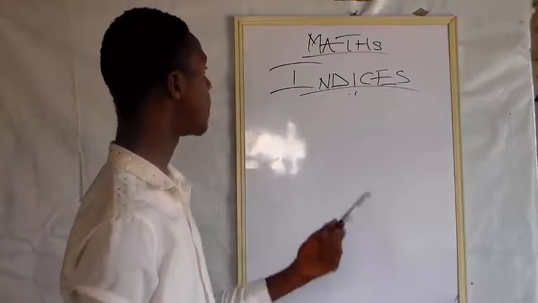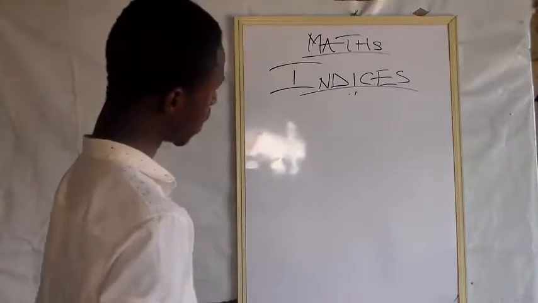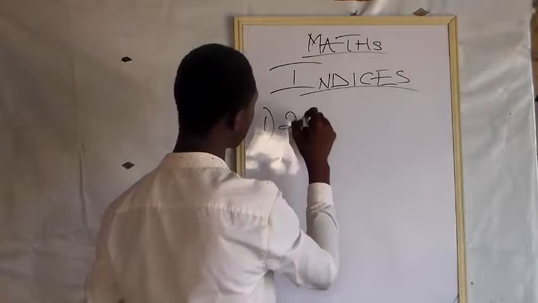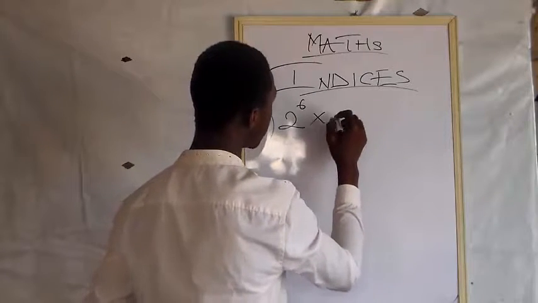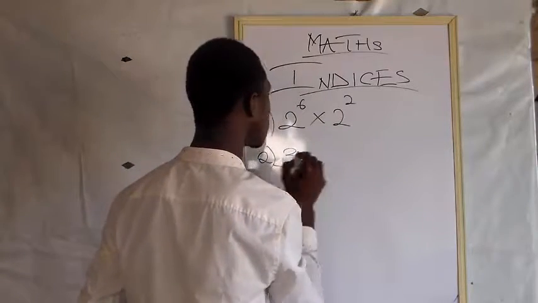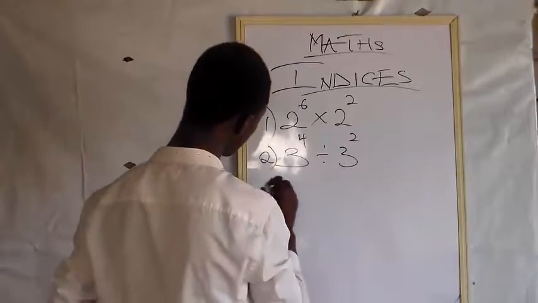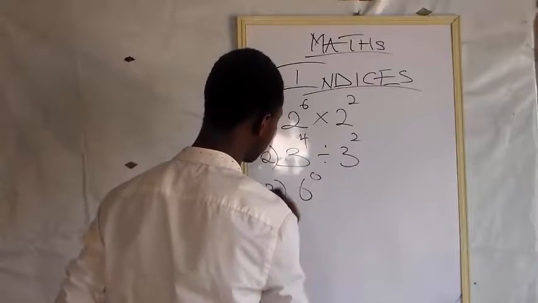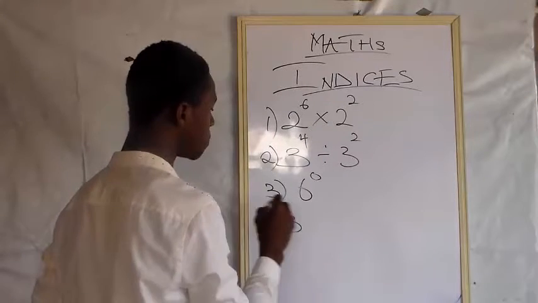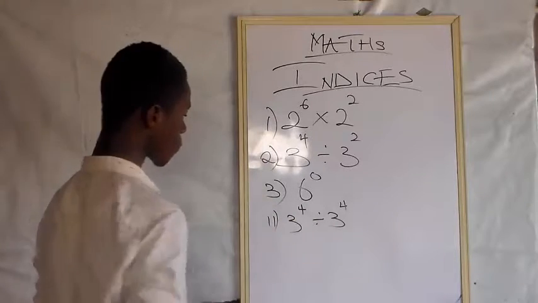Now I hope you understand the topic, indices, and I'm going to give an exercise which I hope you're going to do by yourself. Now number 1 is 2 raised to power 6 multiplied by 2 raised to power 2. And number 2, I will have the distribution law to be 3 raised to power 4 divided by 3 raised to power 2. Now number 3, we have a question like 6 raised to power 0, and under it we're going to have 6 raised to power 4 divided by 3 raised to power 4.